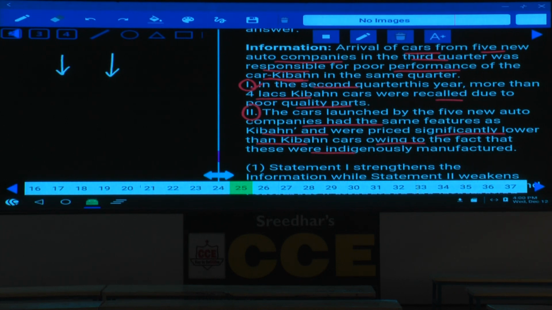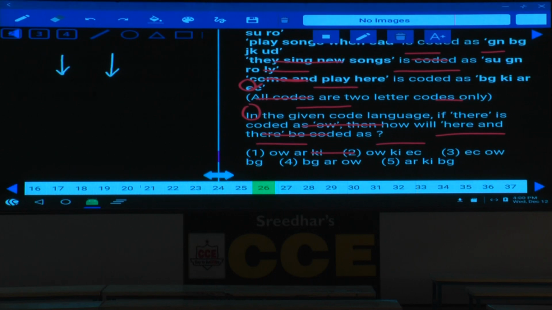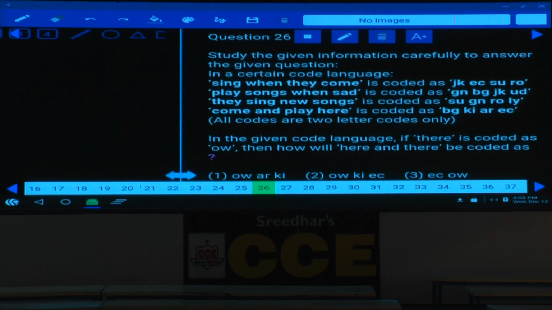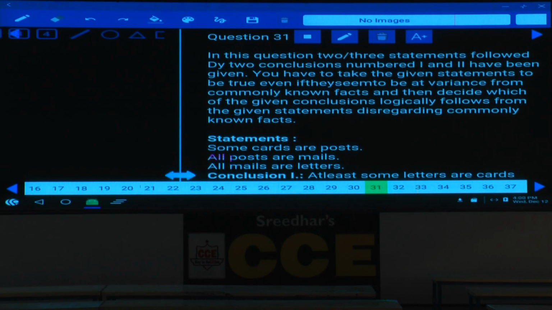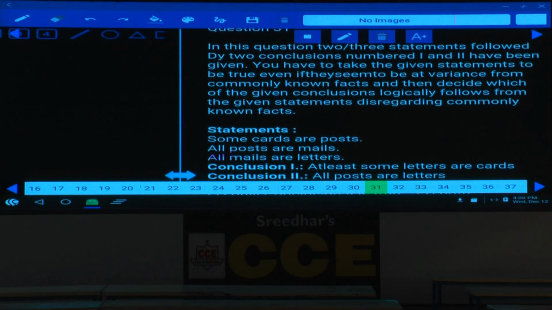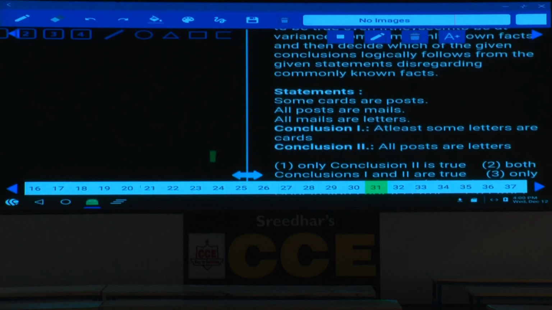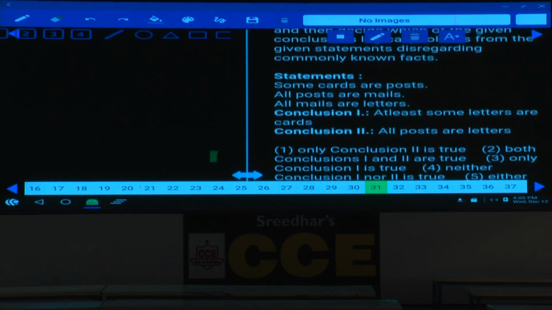Then question numbers 26 to 30, coding and decoding. Anyone please? Now question numbers 31 to 35, logically follows.